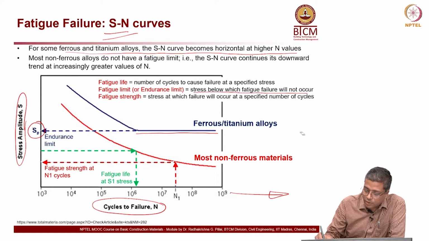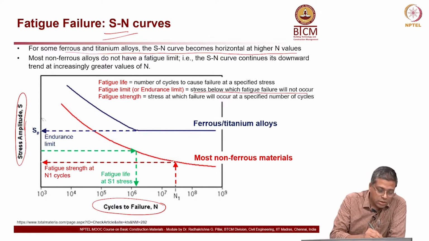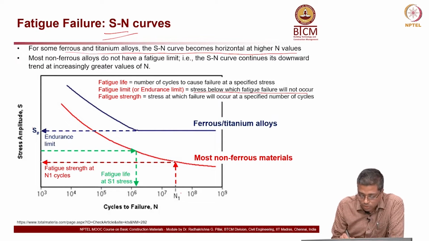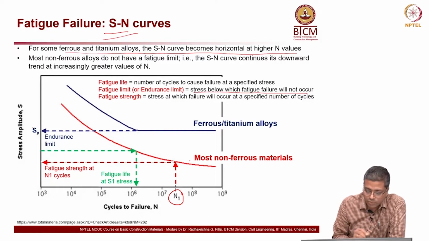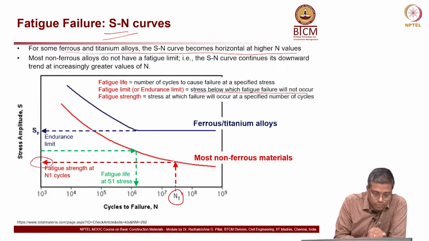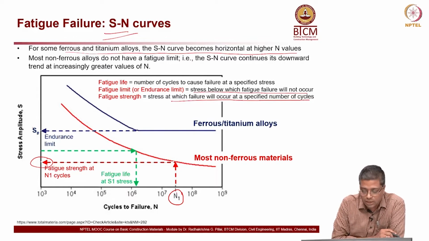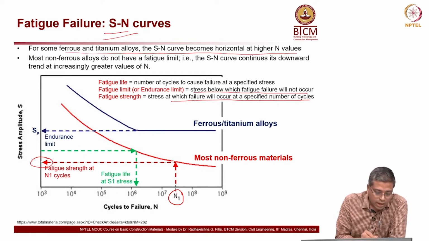Now, let us talk about the non-ferrous materials. Here there is nothing like endurance limit or fatigue limit. Let us look at the red dot dash arrows there. So, I am going to start from N1. Okay. So, I go upward and I hit the red curve, let us say some non-ferrous material, and now I go leftward and I reach here, and that is the fatigue strength, which is the stress at which failure will occur at a specified number of cycles. So, my specified number of cycles in this case is N1, and that means the material will fail when the stress is here.